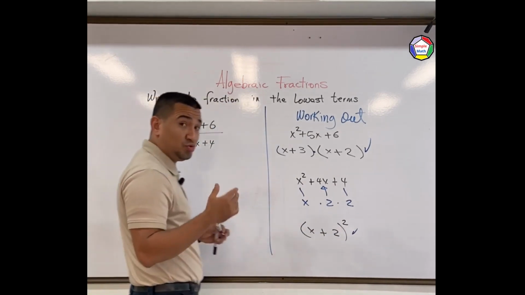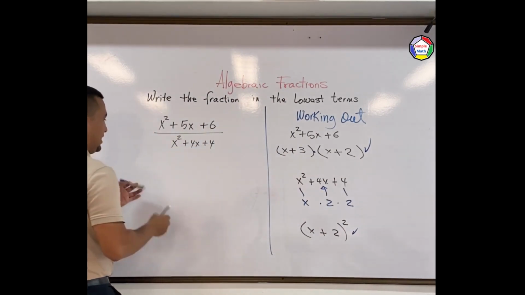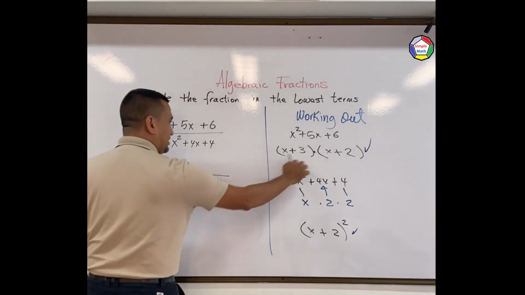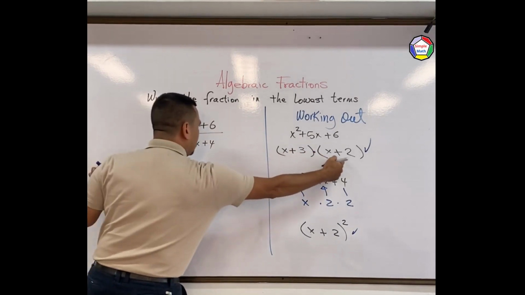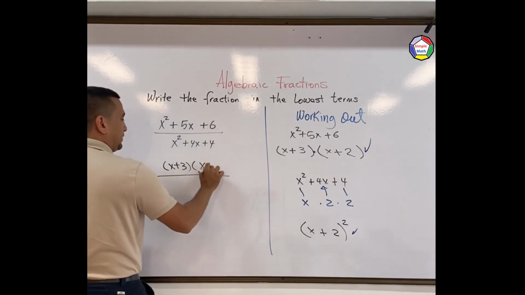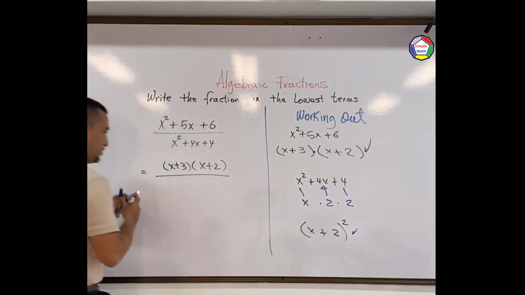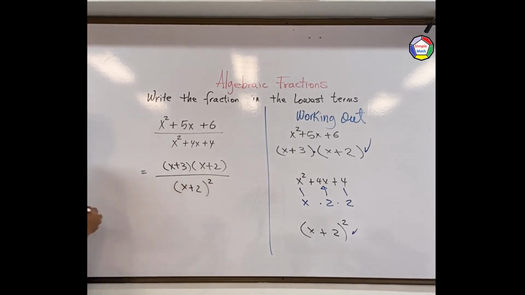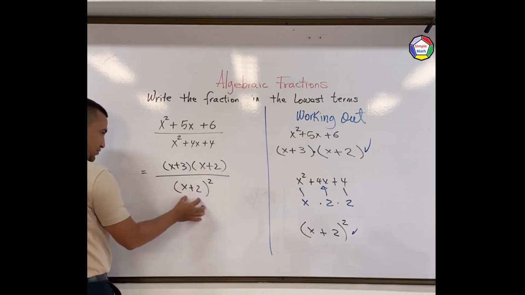Now I will bring the answers to my exercise. This is the answer for the numerator, x plus 3 times x plus 2. And I will bring the other answer here, x plus 2 raised to the second power. Now we have the same parentheses here and here, so we can simplify.